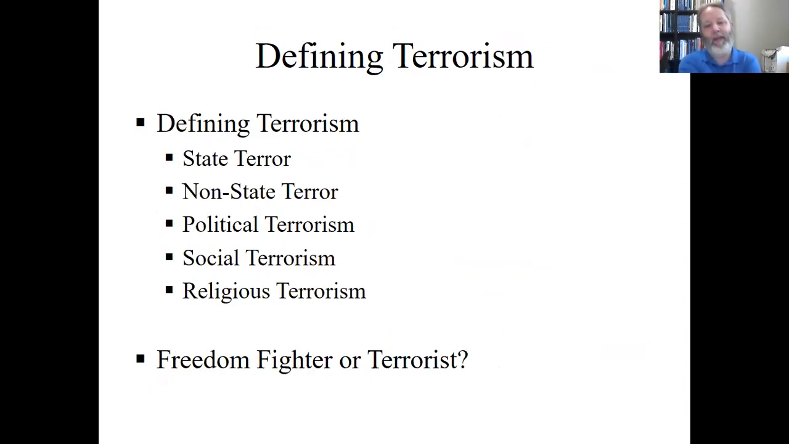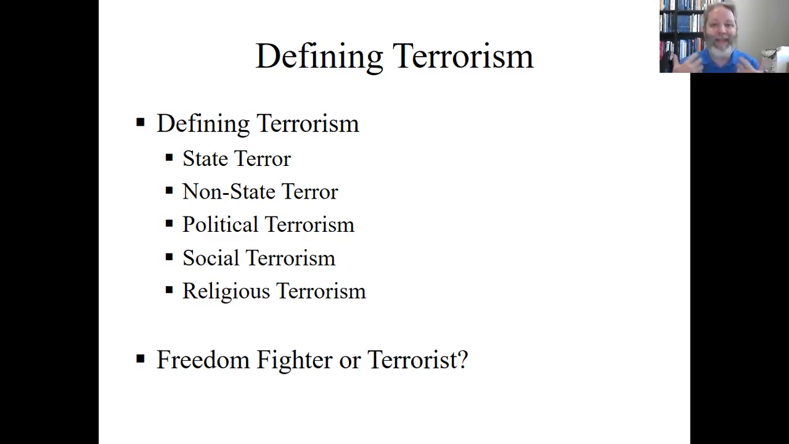Now, we have the division between state and non-state terror. But we could also break down terrorism based on its intended goals. It could be political terrorism, social terrorism, and religious terrorism. Political terrorism is the one that you're most likely familiar with. It is designed to create political change and or achieve political goals.